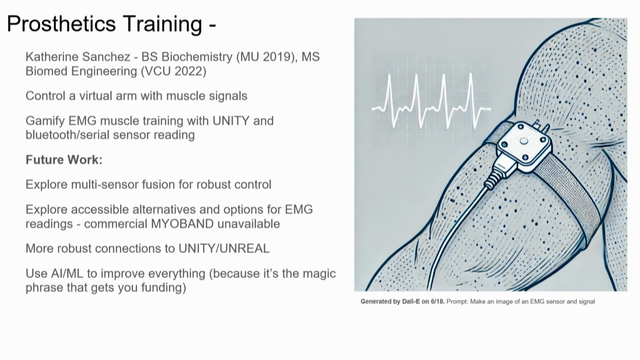I think that's it. From all the publicizing that I can see on YouTube for APL, your prosthetic limb is all over your website, and the Myo band seems to be what you're using. We can't buy that anymore, so we need to find new sensors to use. So we're working on that, working on using multi-sensor fusion, maybe different kinds of sensors, and maybe improving connections with Unity, Unreal, and then use AI and machine learning to improve everything, because that's the magic word. That's how you get money. Say we're using AI and ML.